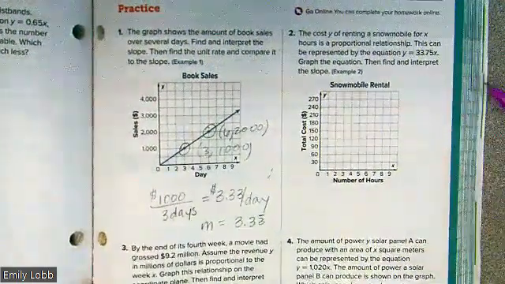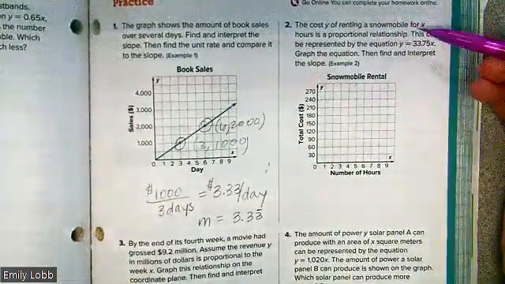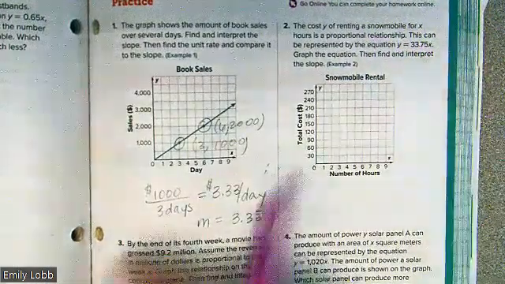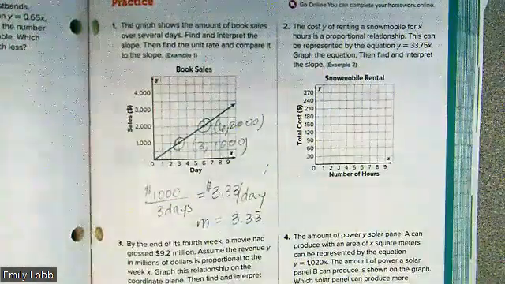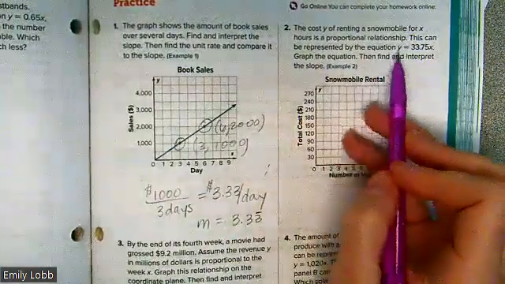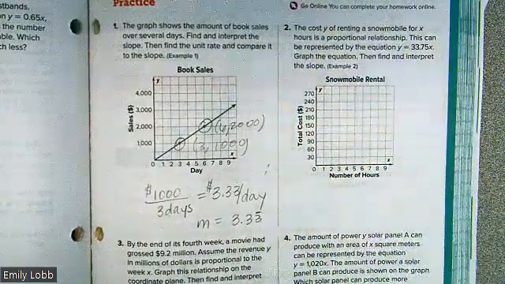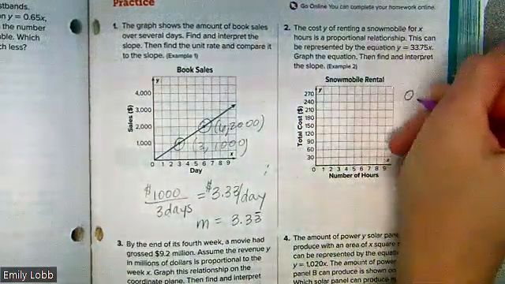So the cost Y of renting a snowmobile, this is number 2 on 189, for X hours is a proportional relationship. These would not be linear if they weren't proportional relationships, right? They were just willy-nilly all over the place. This can be represented by the equation y equals this. Graph the equation, then find and interpret the slope. All right, so I like to set up a table.